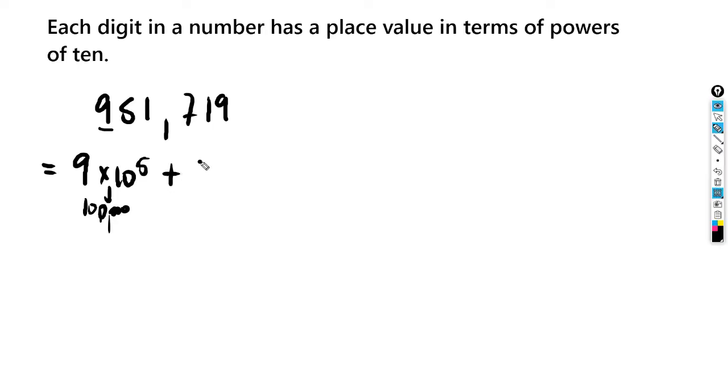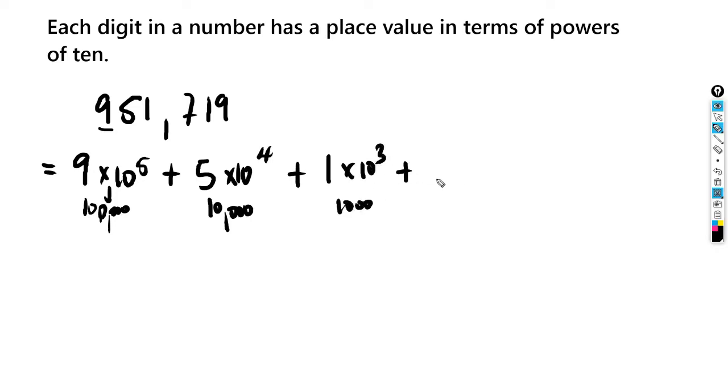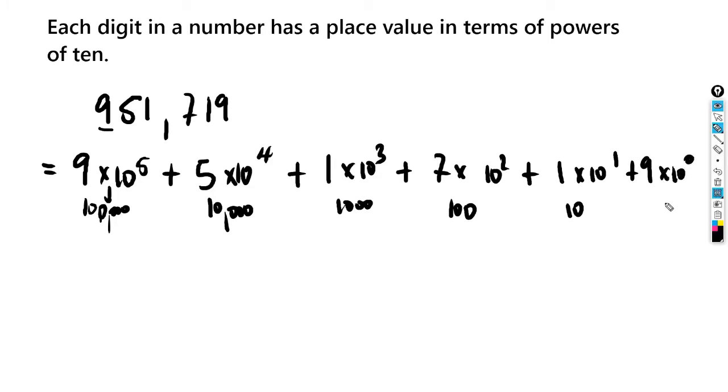And then the next one would be 5, which is actually 5 times 10 to the 4, which would be in 10,000s. Then the next one would be 1 times 10 to the 3, which would be thousands. Then the next one would be 7 times 10 to the 2, which would be hundreds, 700s. Then the next one would be 1 times 10 to the 1, which is 1 ten. And then the last one would be 9 times 10 to the 0, but 10 to the 0 is 1, so you would have 9 ones.